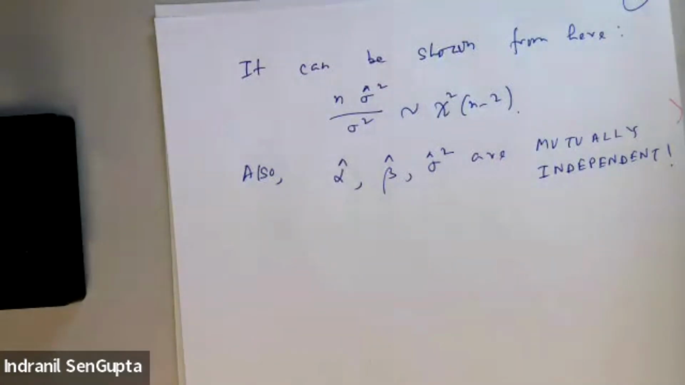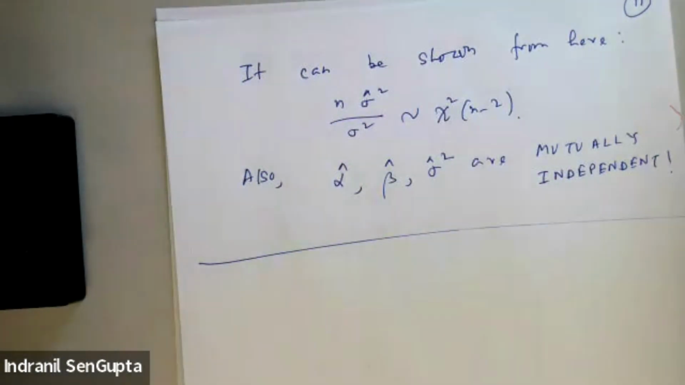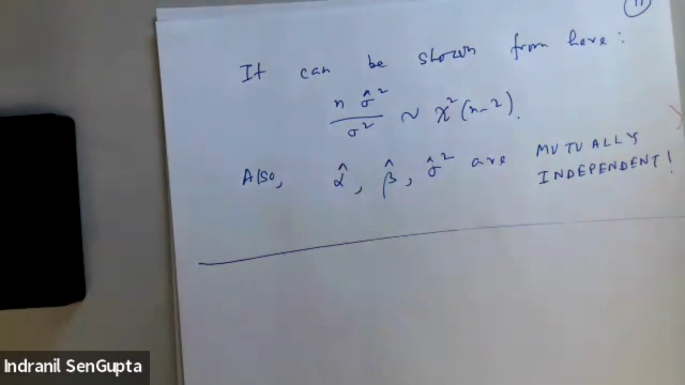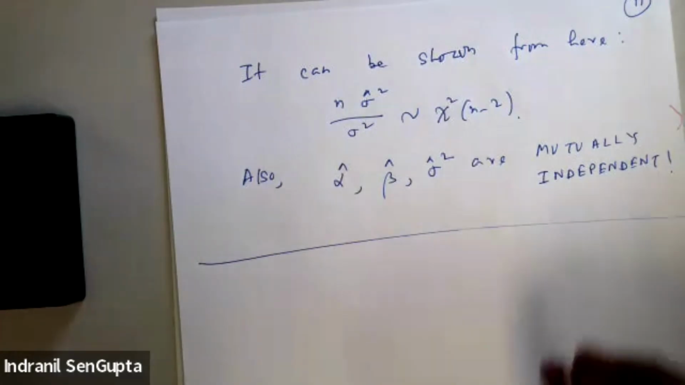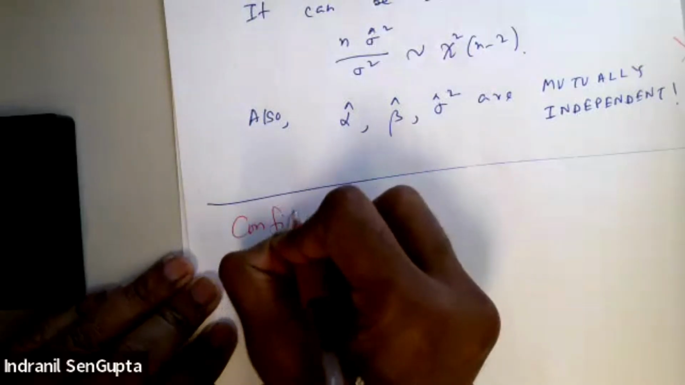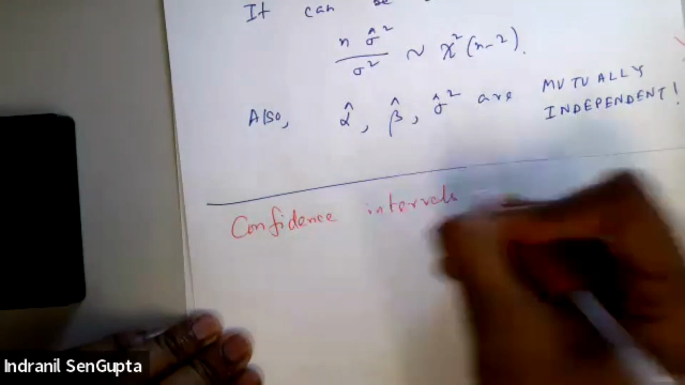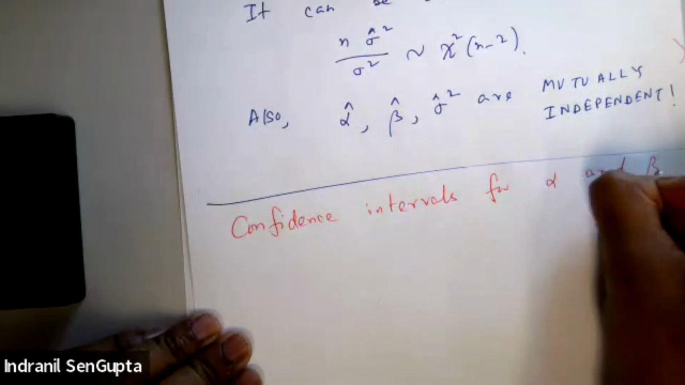So that is pretty much it. Now we have developed a very nice way of understanding all the three unknowns. With this, let me finally write a couple more results, and that is it. At this point, I'm ready to write the confidence intervals for alpha and beta.